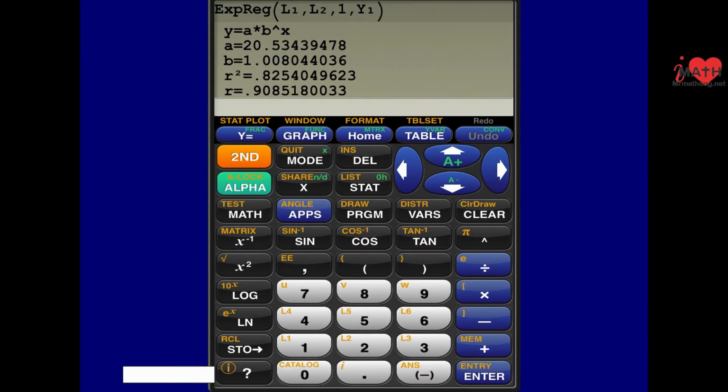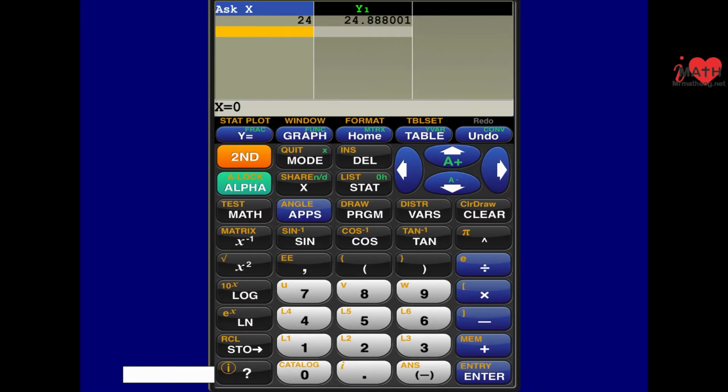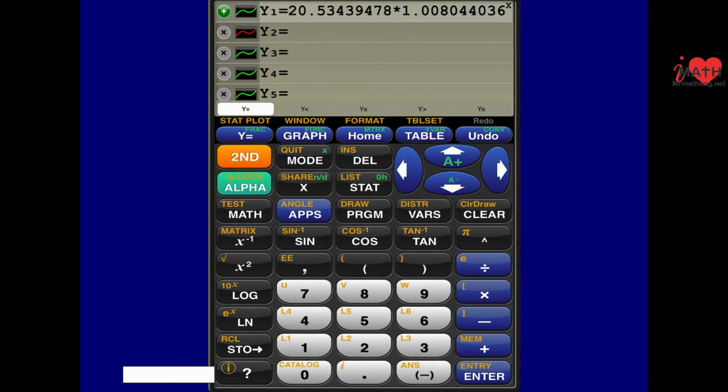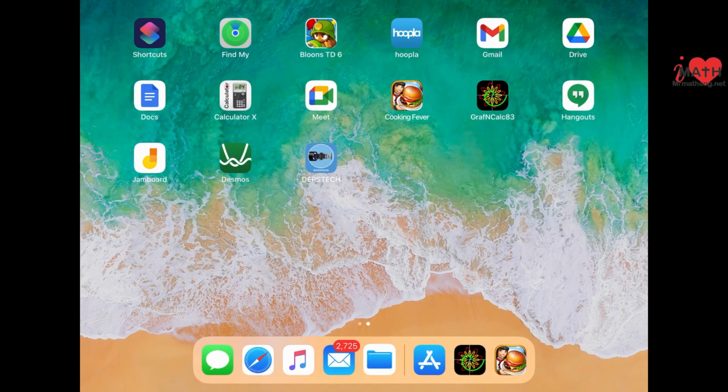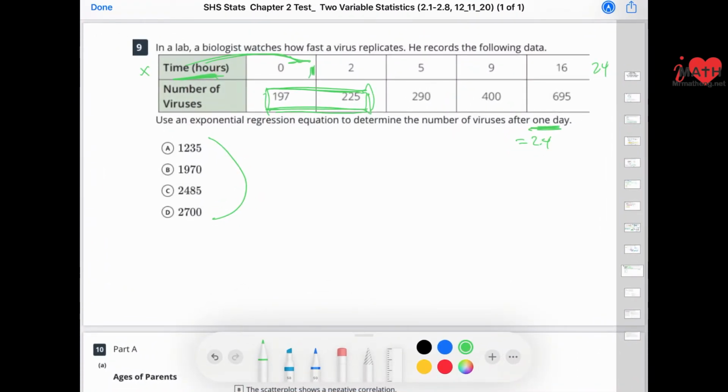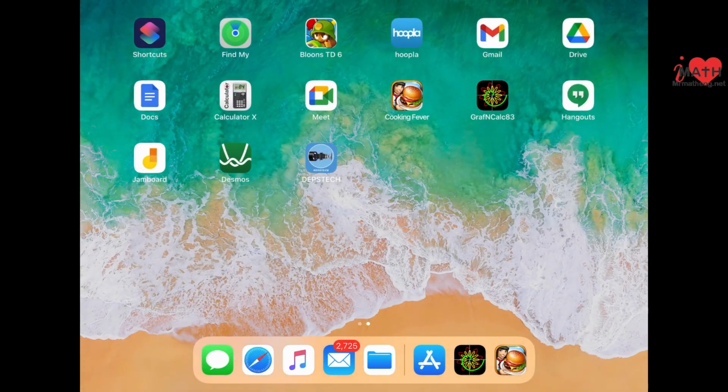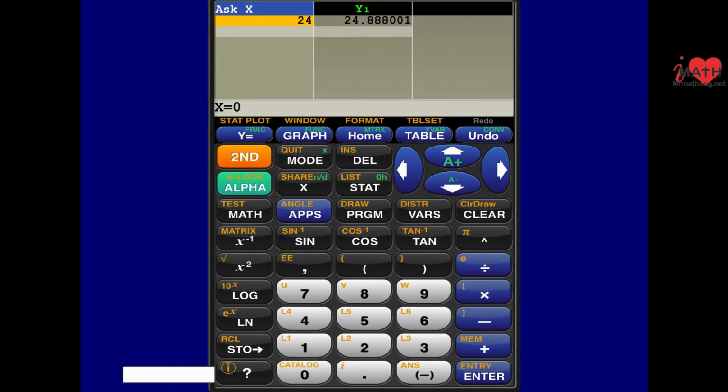Let's go to table, type in 24, and I will get, that's bad. Let's see. That is my linear regression. And I got 24.888. Based on our data, I would expect this to be greater than 695. All right, let's make sure all my numbers are correct in my exponential regression.